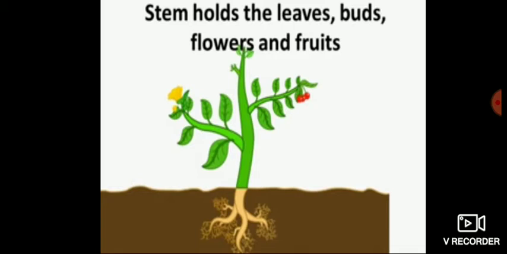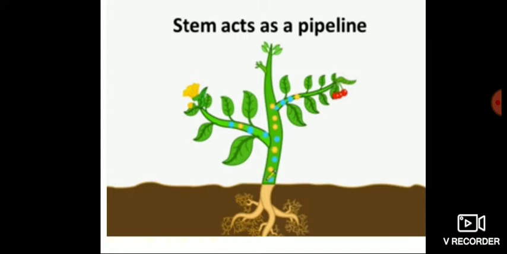So you know beta, stem holds the leaves, buds, flowers and fruits. Stem keeps the plant straight and upright. And do you know, stem acts as a pipeline because it transports water and minerals absorbed by the roots to all parts of the plant. It holds the leaves in such a way that they obtain optimum sunlight for performing photosynthesis to manufacture food. It transports food prepared by the leaves to all parts of the plant.